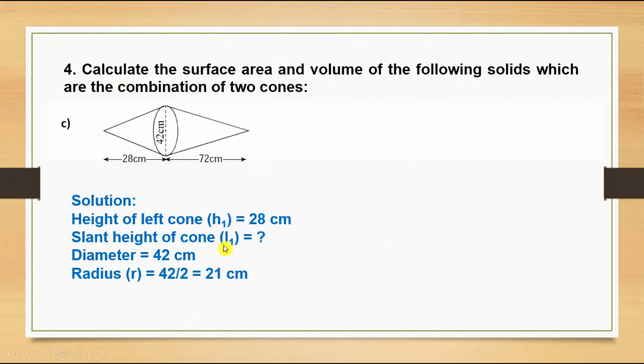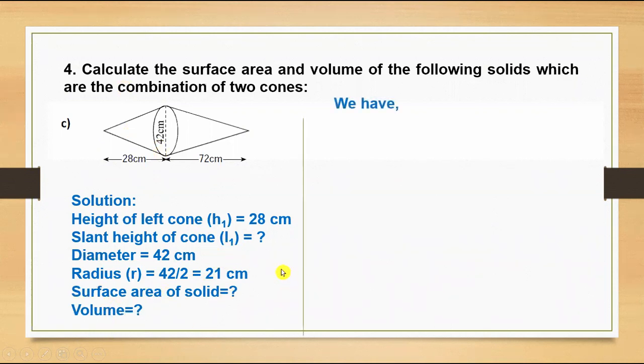Now use the Pythagoras theorem. L square is equal to h square plus r square to get slant height. And these two values, surface area as well as volume of the solid, we have to calculate. Here we can say that l square is equal to h square plus r square, but in place of l and h there are l1 and h1 for the left side cone. Use the same thing. L1 square is equal to h1 square plus r square. We don't have the value of slant height, so leave it as it is. h1 square means 28 square plus 21, the radius, square.